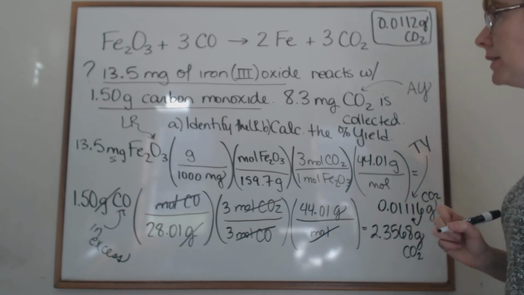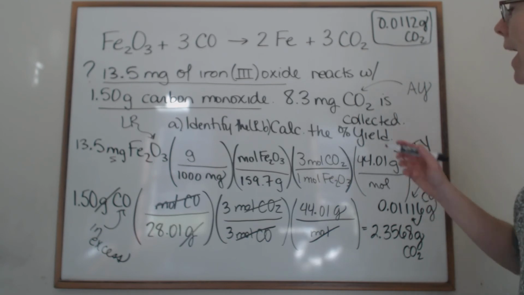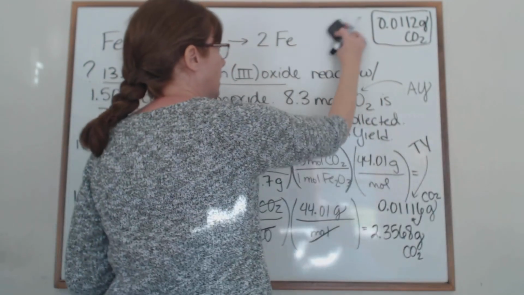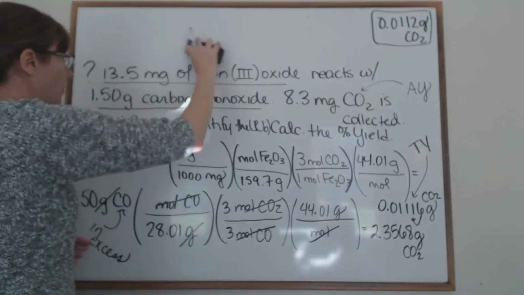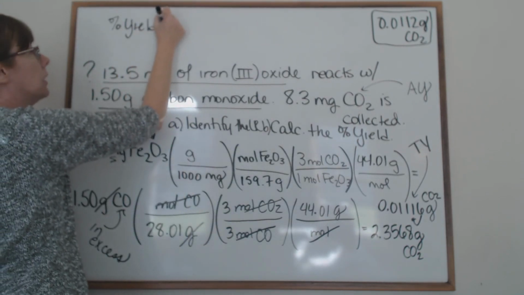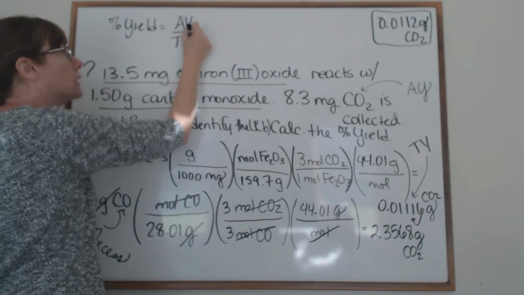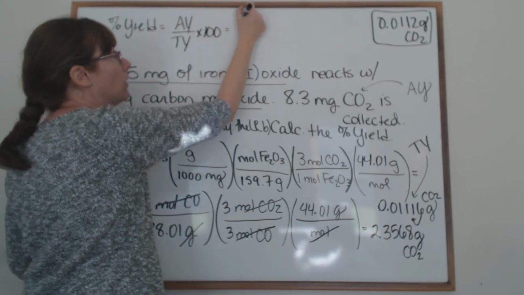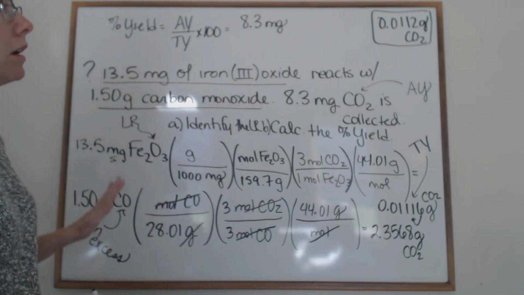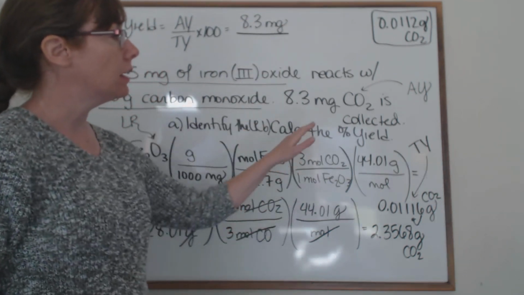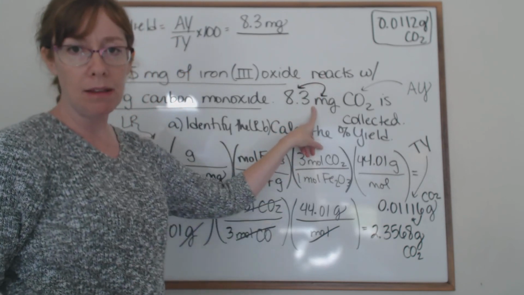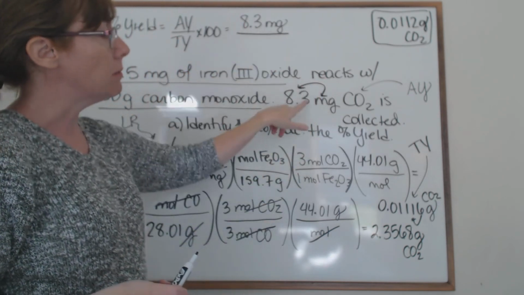And then our percent yield, 8.3 milligrams. Okay, this is good. Let me get some room here. Percent yield is actual yield over theoretical yield times 100. So I'm always very cognizant of units, and you need to be, because if you strip them off, you might make a terrible mistake. So it's 8.3 milligrams, correct?